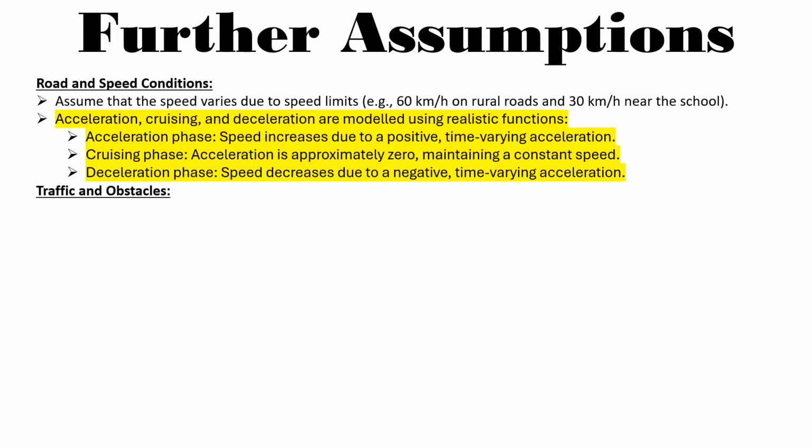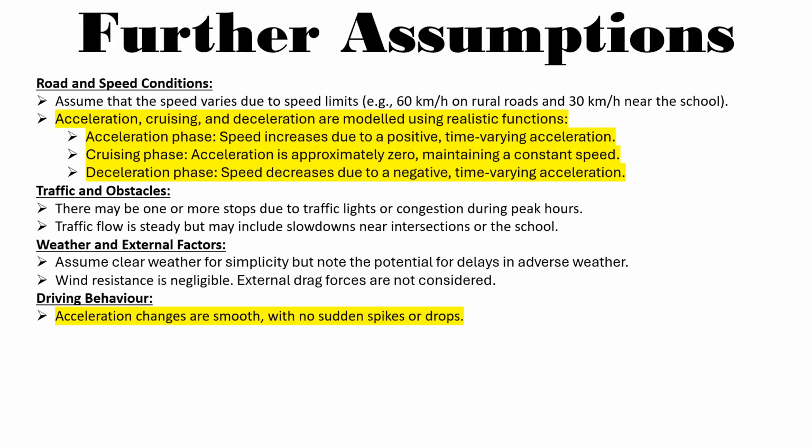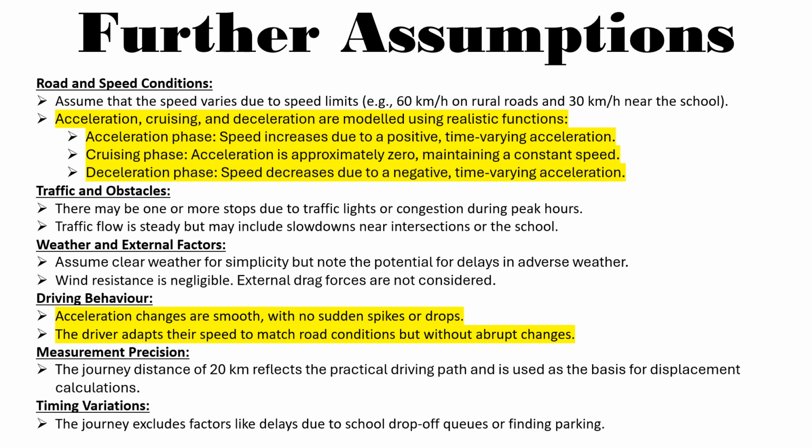Again, some further assumptions. So we can see here in yellow the extra assumptions, and I've actually had to take out some because there was just not enough space on the page. But we're following through a lot of the same assumptions as before, but we're saying acceleration, cruising, and deceleration are modeled using realistic functions. This is an acceleration phase, there's a cruising phase, there's a deceleration phase, and the acceleration changes are smooth with no sudden spikes or drops. The driver adapts their speed to match road conditions, but without abrupt changes.